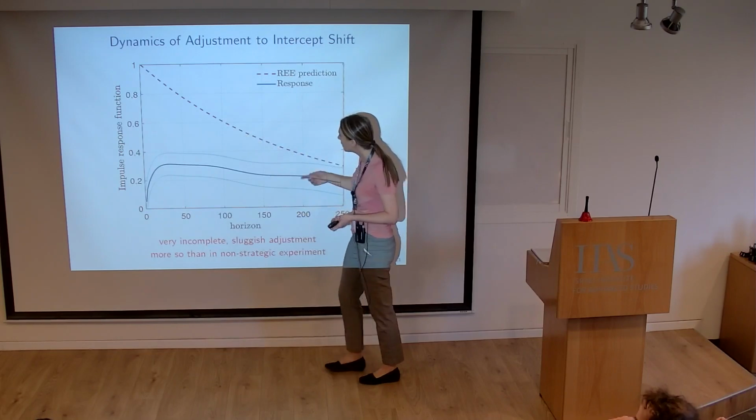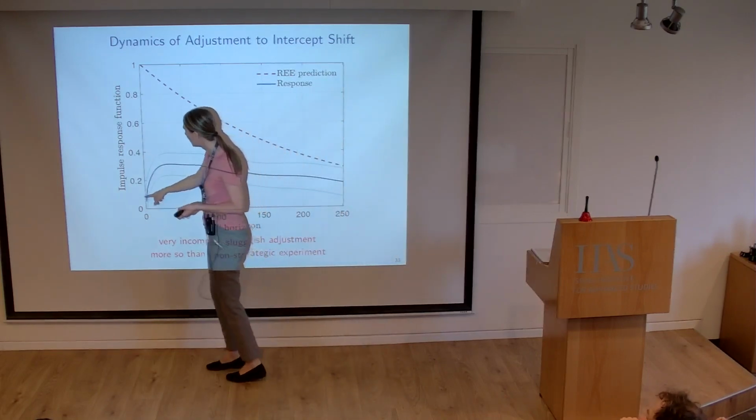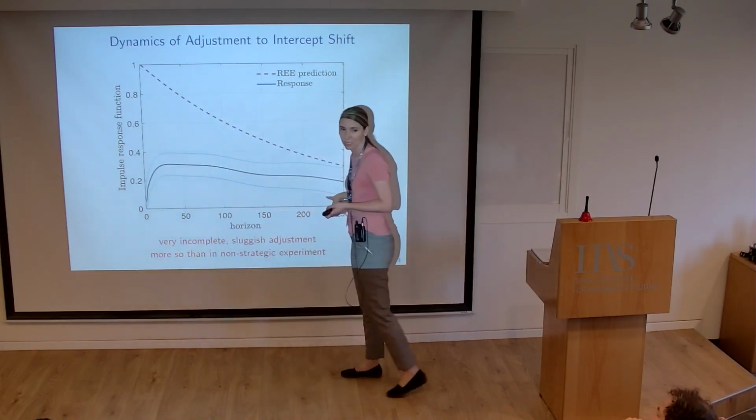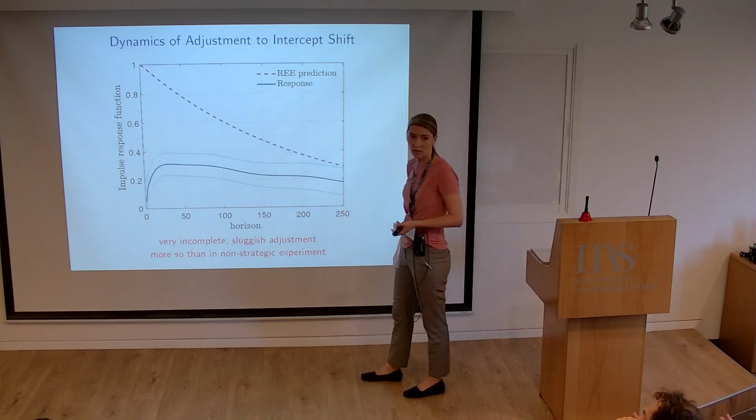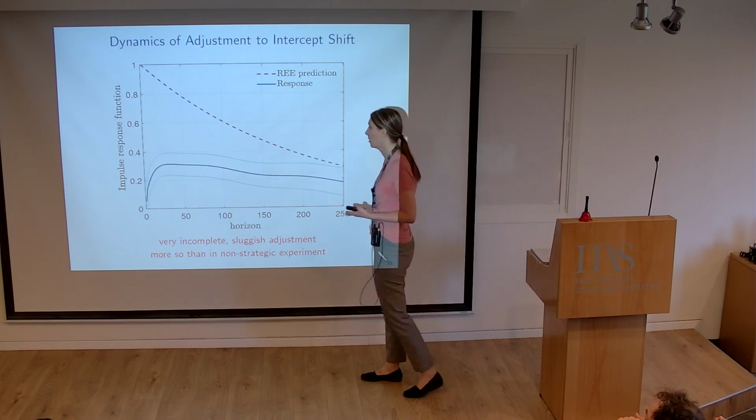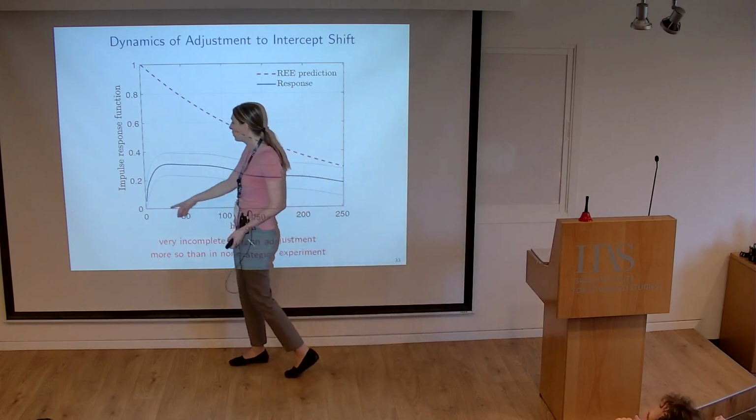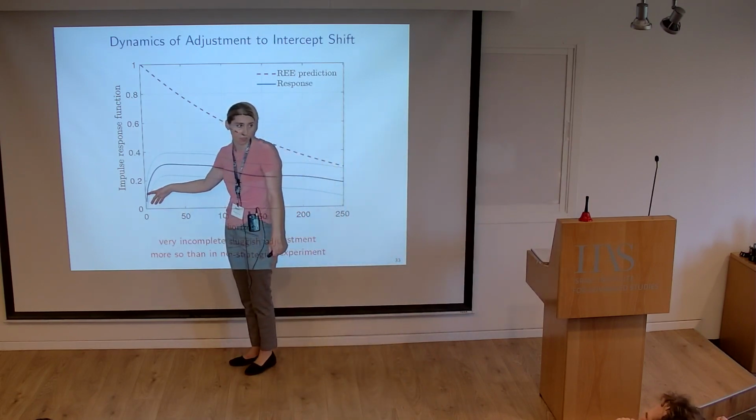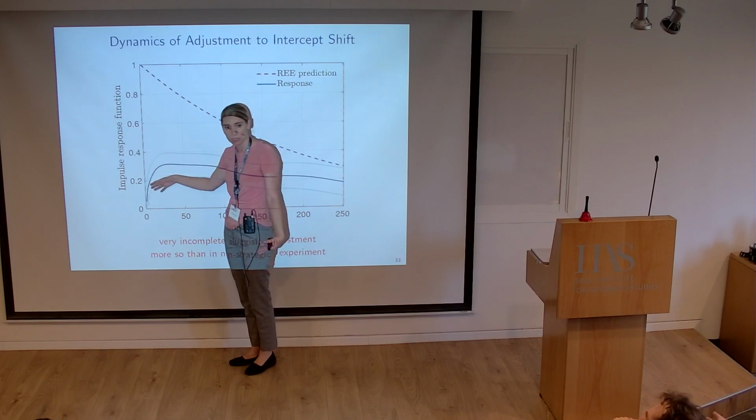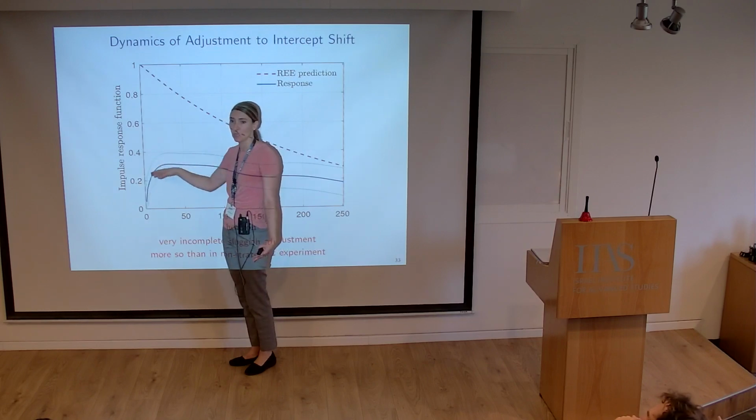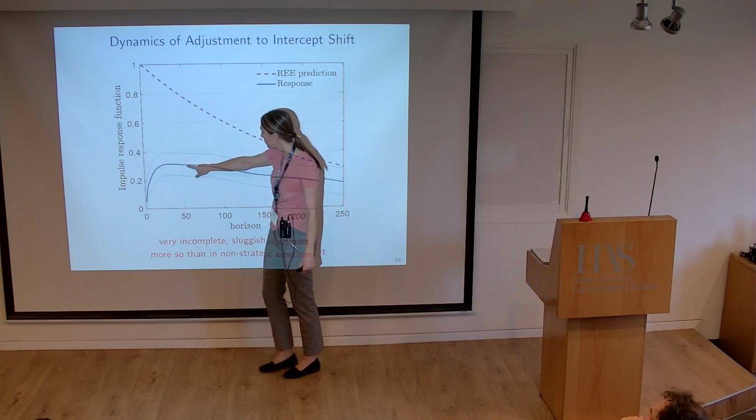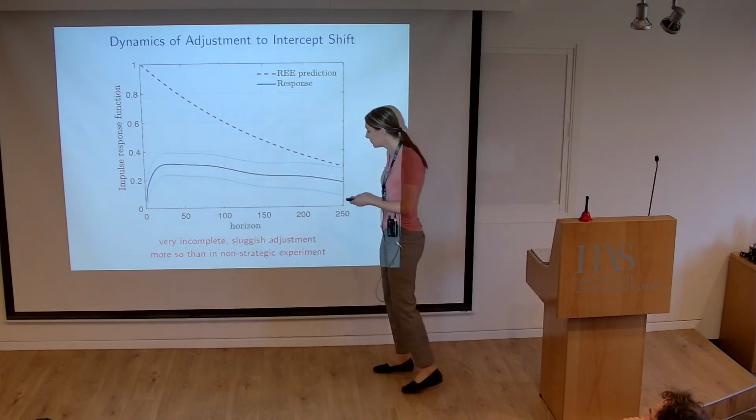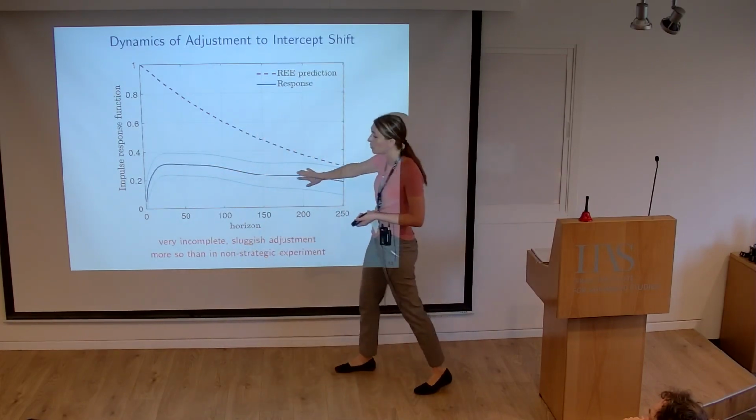Okay? And then we can plot the participants' aggregated impulse response function, and you see it's very incomplete, very sluggish adjustment, much more so than in the non-strategic experiment. So there's something about the strategic task that is making these participants, even though they're adjusting much more, adjust to the fundamental much less. This is the 95% confidence interval. Okay. Where is this slow adjustment coming from?